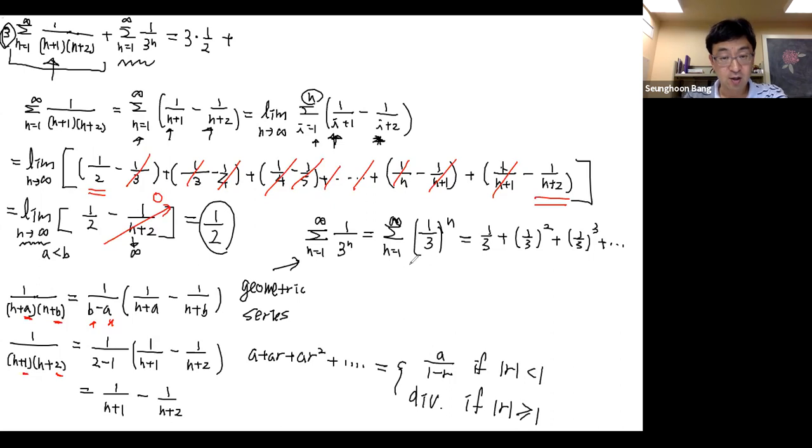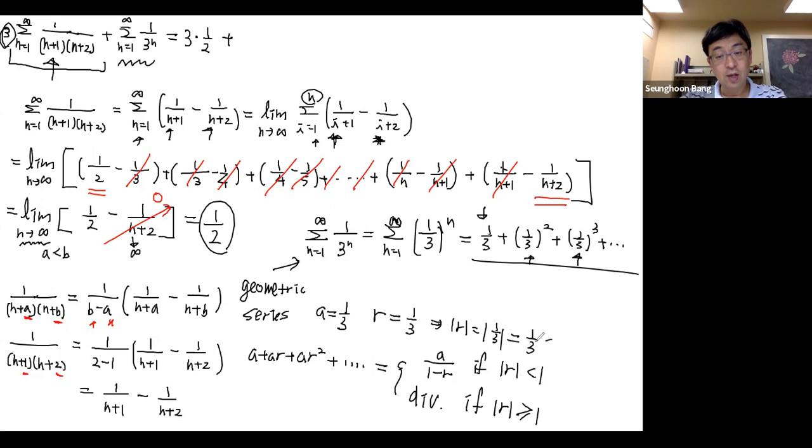You can check. In this case, what is A? Yes, the first term, 1/3. What is R? Yes, here, 1/3. It's the base of the exponential function. 1/3 is R. You can take the absolute value. The absolute value of 1/3 is exactly 1/3. Is it less than 1? Yes, so we have a convergent result.